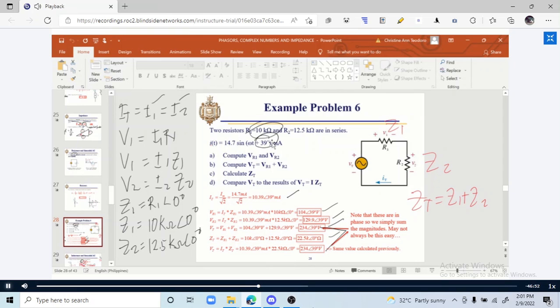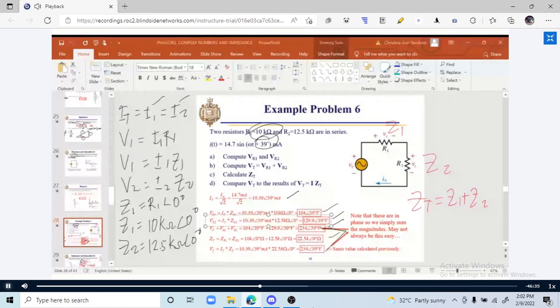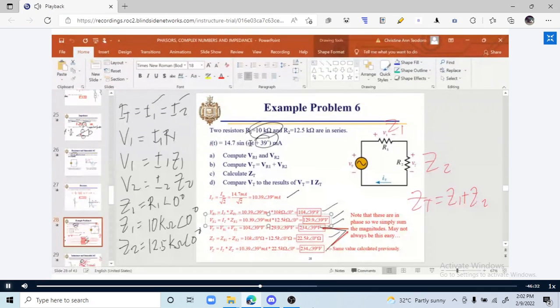Since we have a given of I total, we cannot manipulate the whole equation without converting our time domain format of the total current into what domain? Into phasor domain. Since we have a time domain format of 14.7 sine omega t plus 39 degrees, we convert this into a phasor domain format. So how do we convert this into a phasor domain format?